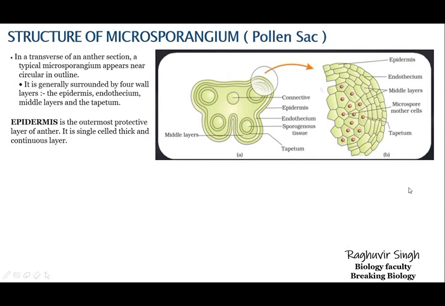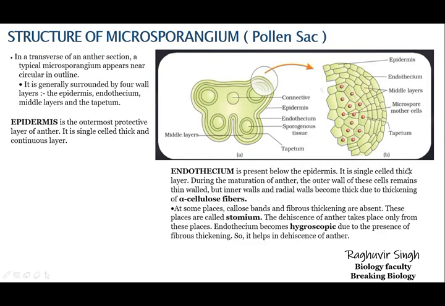So first of all, coming to the epidermis. Basically the epidermis is the outer single layer of the anther and it is protective in nature and it is a single-celled layer. Now coming to the endothecium. Now the endothecium is present below the epidermis.